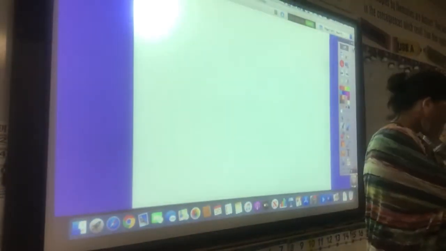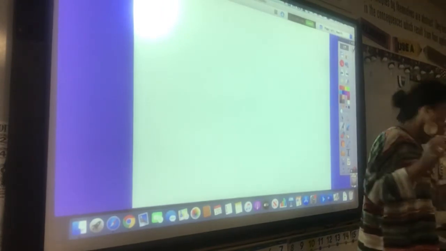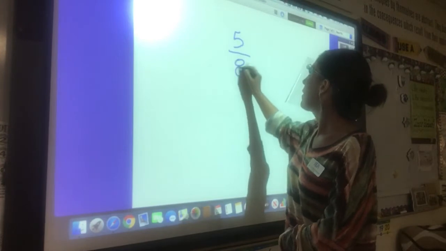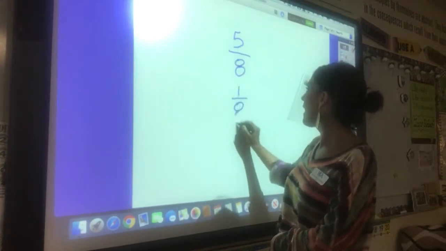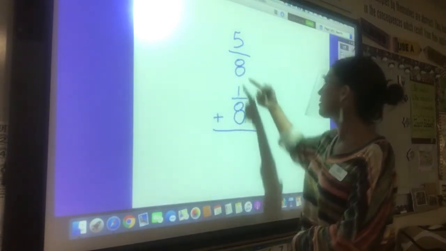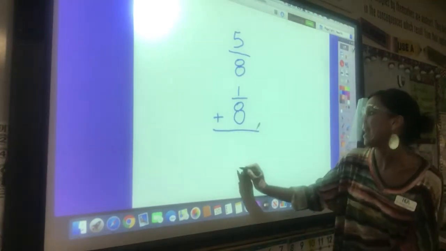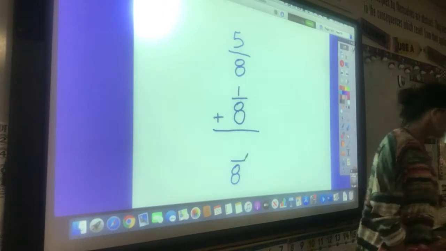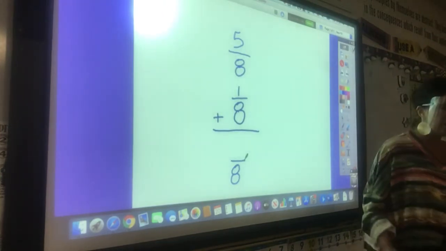Okay, so again, this should just be a review from last year. You don't need to write this down. When you're adding fractions, just a reminder, the denominator, you don't add. The denominator stays the same, so it's just going to stay an 8. And remember, all you do is add the top. So what do we get when we add the numerators of these two fractions?